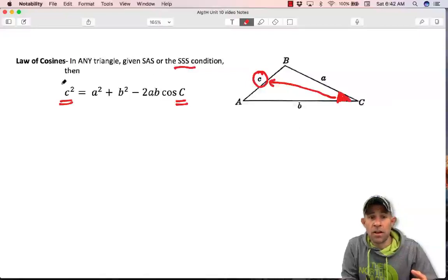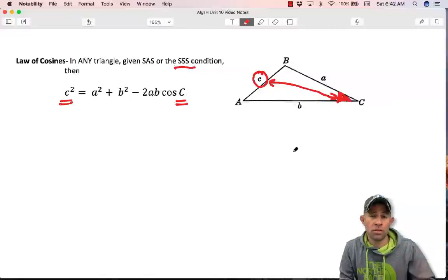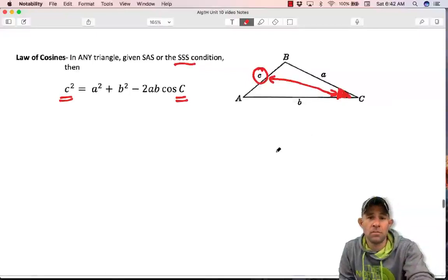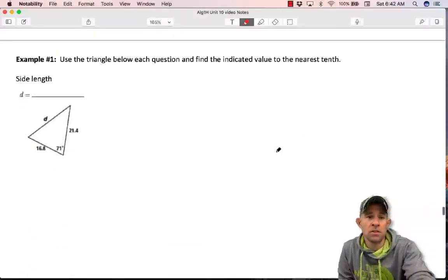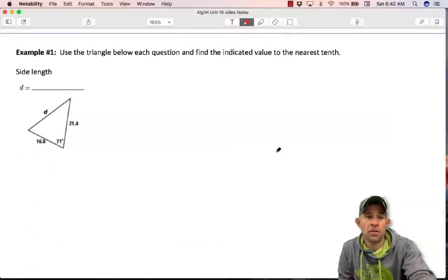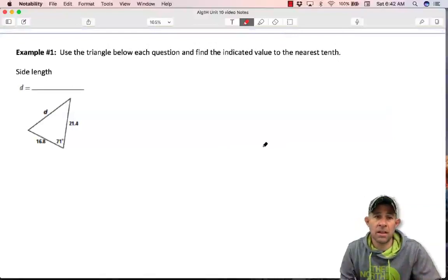Now, if you're looking to find the length of side C, then you need to know the measure of the angle across from it. So that's the important relationship. And I think that will make sense here as we jump into some examples. So let's use the law of cosines, first of all, to find the measure of a side length.